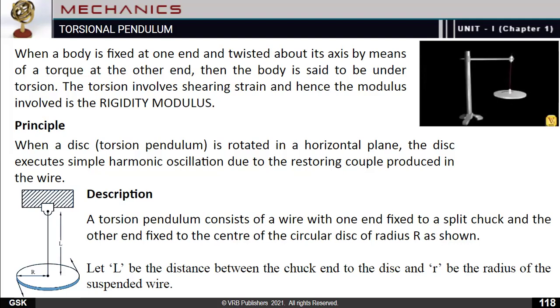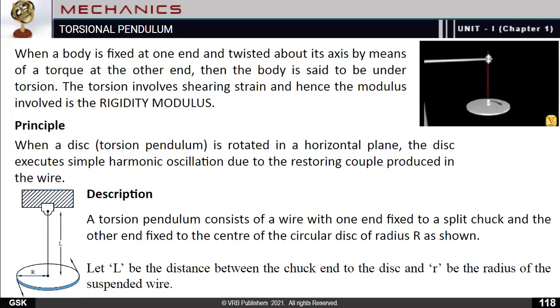The twist may be in a clockwise motion or in an anti-clockwise motion. What happens? To produce the twist, we keep one finger on one side and another finger on the other side. So the two fingers give a couple. Couple means two equal and opposite forces acting on a body. So we are giving a couple, so it produces a twist.